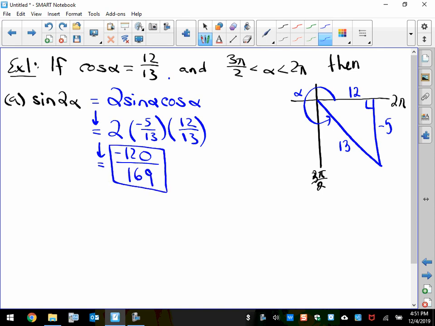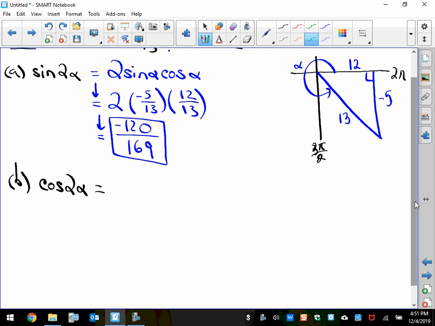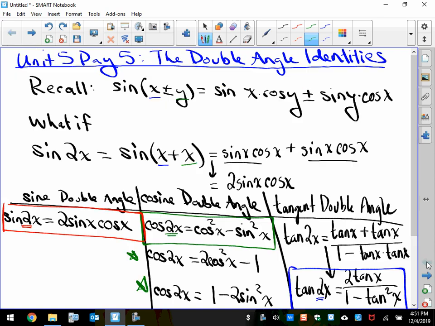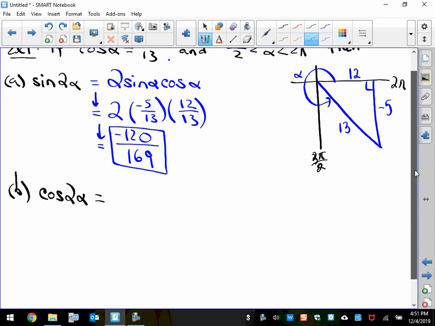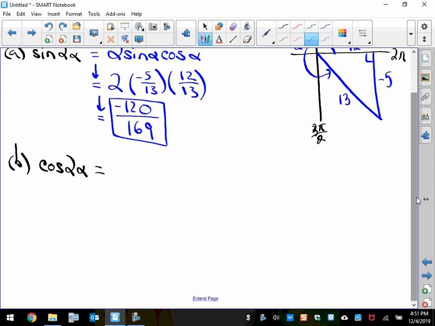All right, good. Let's try another one. So here's part B. This one's probably just cosine 2 alpha. Okay, well, we're going to do something very similar. So let's use the cosine double angle identity. You can use any of the 3. So remember what they are. It's these 3 right here. You can use any of those in this one. So the cosine double angle is cosine squared alpha minus sine squared alpha. This is the one that I'm going to use. This is just the most common one.